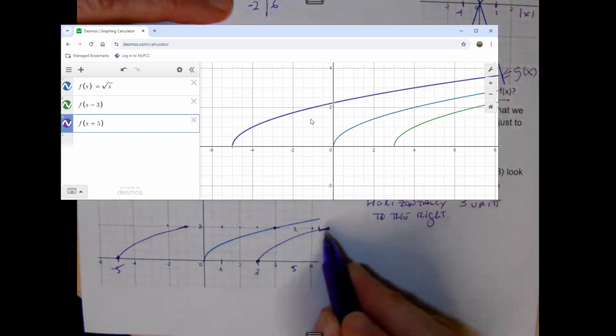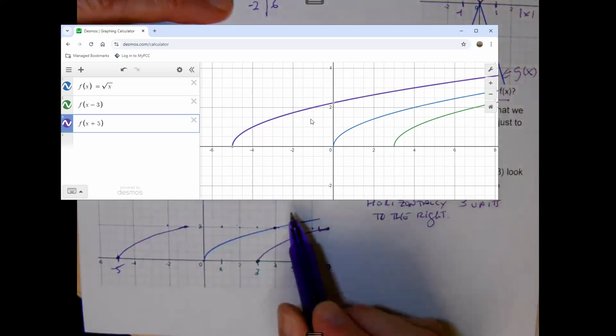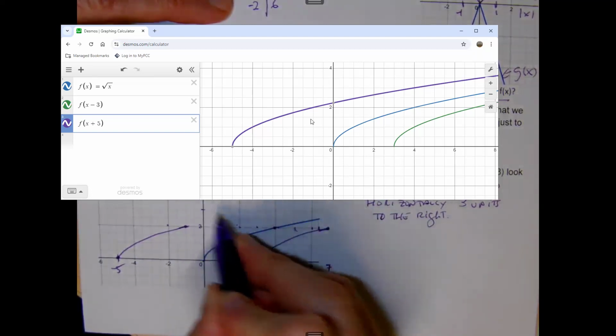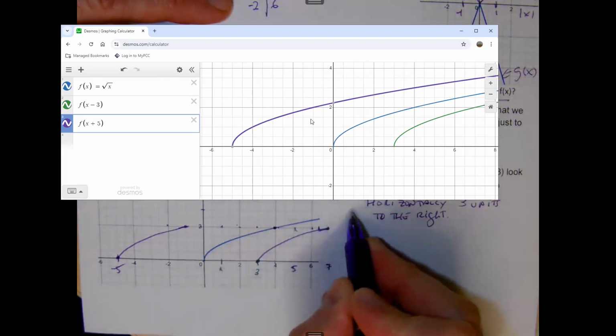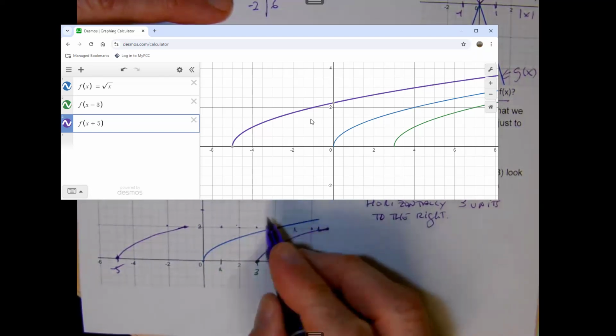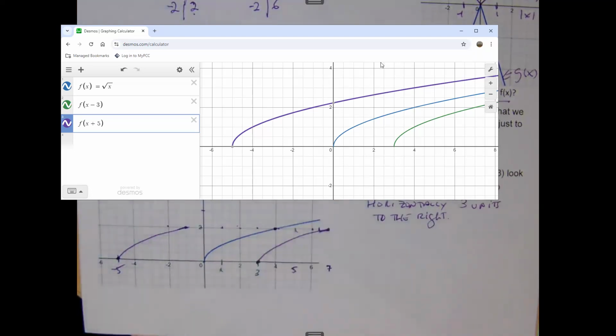As a matter of fact, I can't see it here, but I know this is the square root function, so the square root of 9 is 3. So the 3 that was here has now been shifted. And where is it now? Let's see.